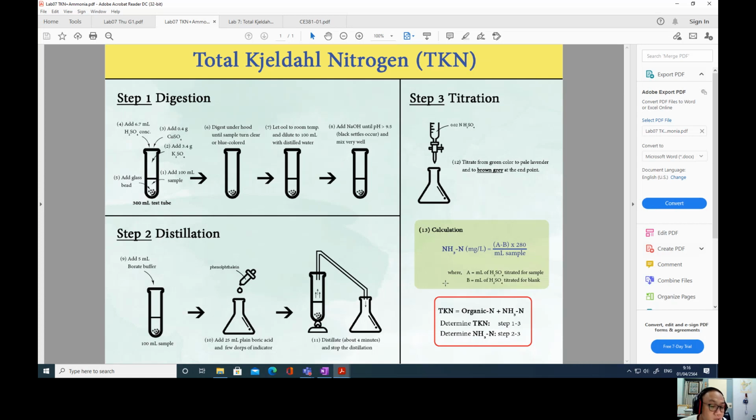For the ammonia, you only do step 2 and step 3, but for the TKN, you have to begin with step 1, step 2, followed by the last step, step 3, the titration. Remember that the total Kjeldahl nitrogen, TKN, is equal to the organic nitrogen plus the ammonia nitrogen. So this is the brief methodology about the TKN and the nitrogen determination.